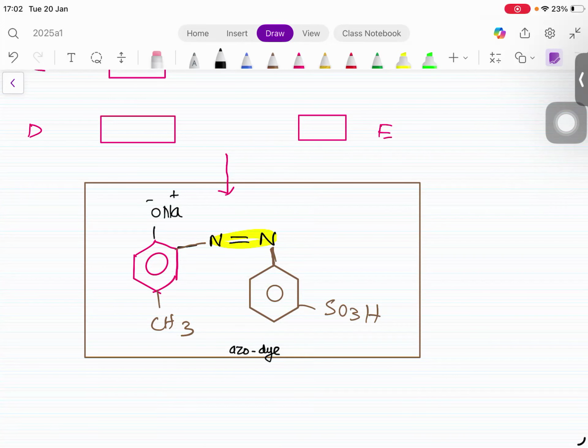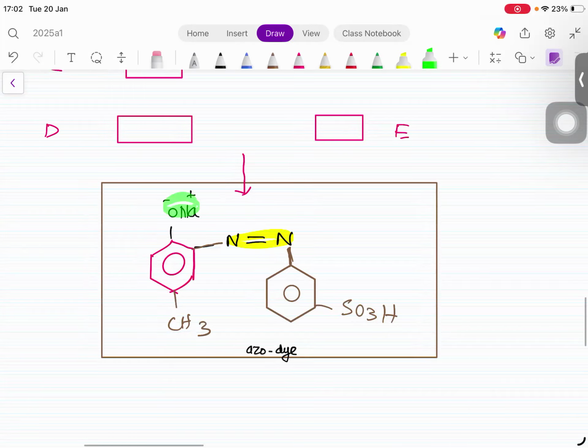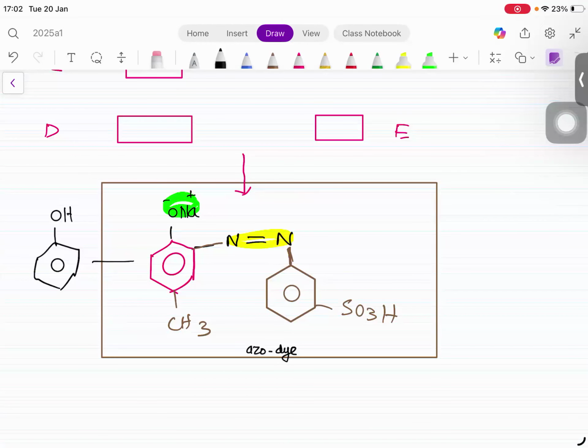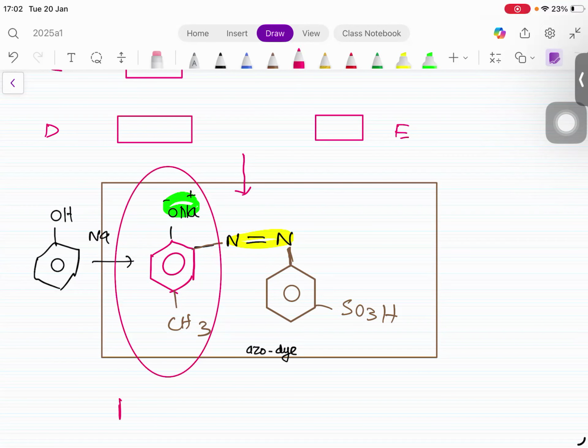Although I can see there is no OH or NH2, but this ONa, I can understand that this is the phenol's part actually. Because when phenol reacts with Na or NaOH, it turns into this. So oxygen is still there, so its property is still there. So it's a kind of phenol. Okay? And then there is CH3. So I now understand that this part of the molecule can be taken as phenol.